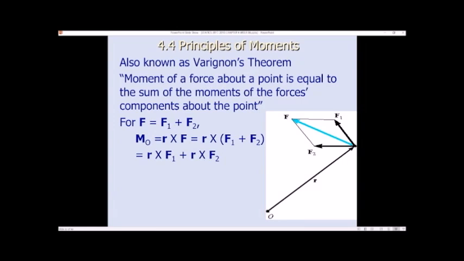So consider the resultant force F is equal to F1 plus F2. Therefore, we can determine the moment about point O as the position vector r cross product with F. And then we can further derive the equation by its components, which is equal to position vector r cross product with F1 plus position vector r cross product with F2.